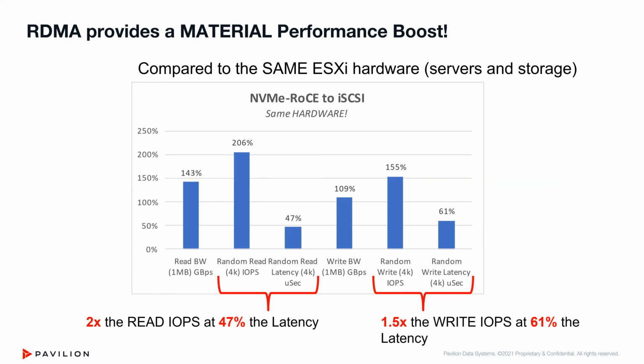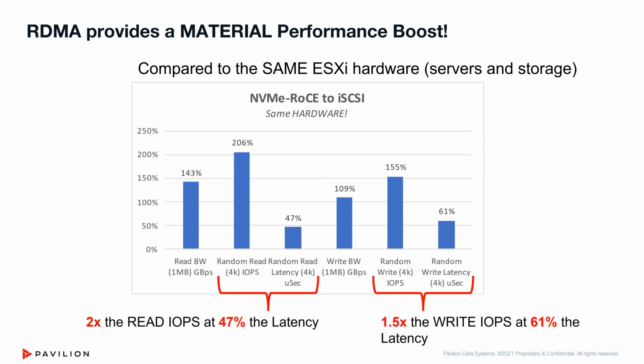The next metric is, how do I feed the beast? Well, it's all about write IOPS. And here you see, again, this is just NVMe RoCE to iSCSI, nothing radical, no special changes or anything. 1.5 times the write IOPS at 61% of the latency.